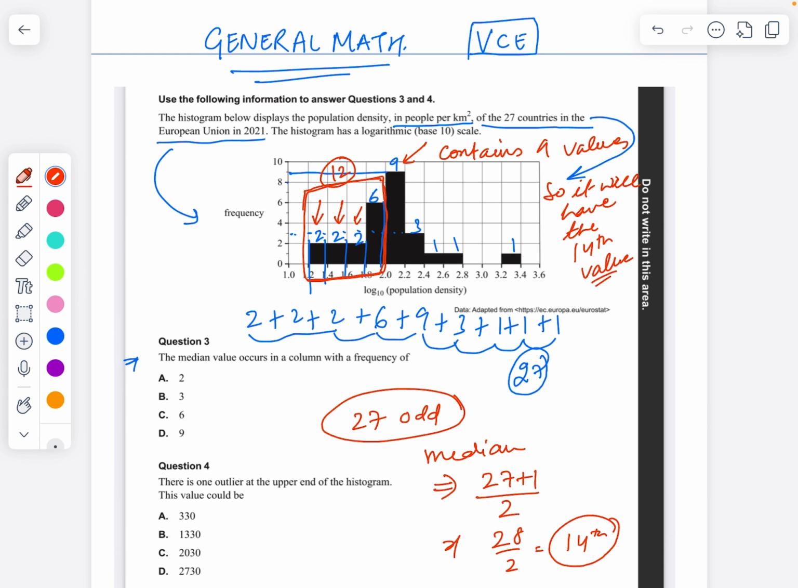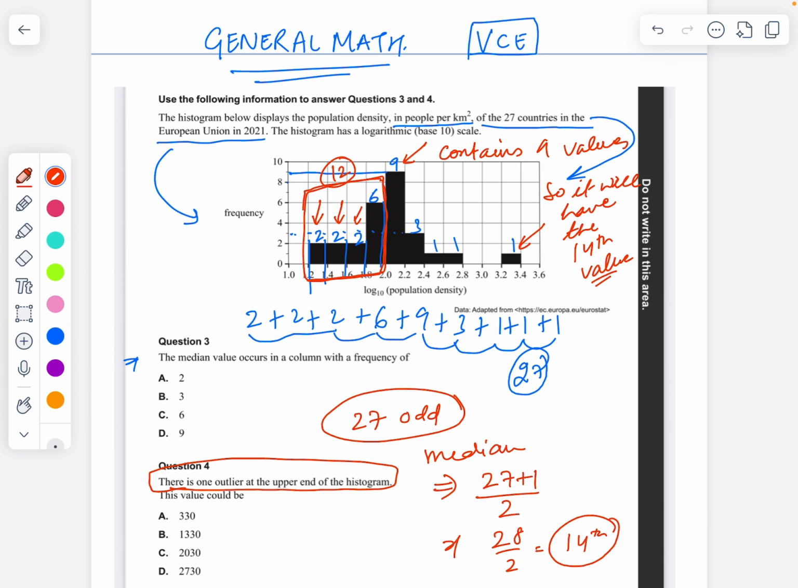Next, there is an outlier at the upper end of the histogram. So what is an outlier first? An outlier is a value that is separated from the data set that we are actually working on. We can see that this is a very standalone, aloof value that has been given to us. One data point lies totally away from the data set we are dealing with. This is called the outlier.